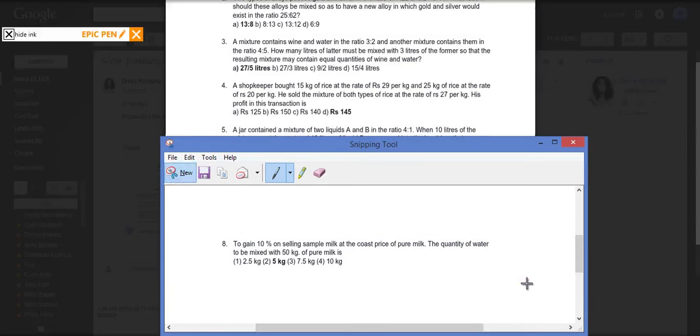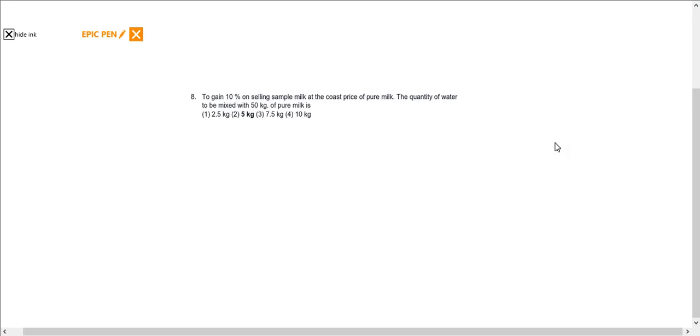Let's go to question number 8. To gain 10% on selling sample milk at the cost price of pure milk, the quantity of milk to be mixed with 50 kg of pure milk is... Okay, I'm mixing water with pure milk. Let me assume that milk costs me 1 rupee per liter, and I'm adding water that is going to cost me 0 rupees. Okay, I'm going to sell the resulting quantity at 10% profit.